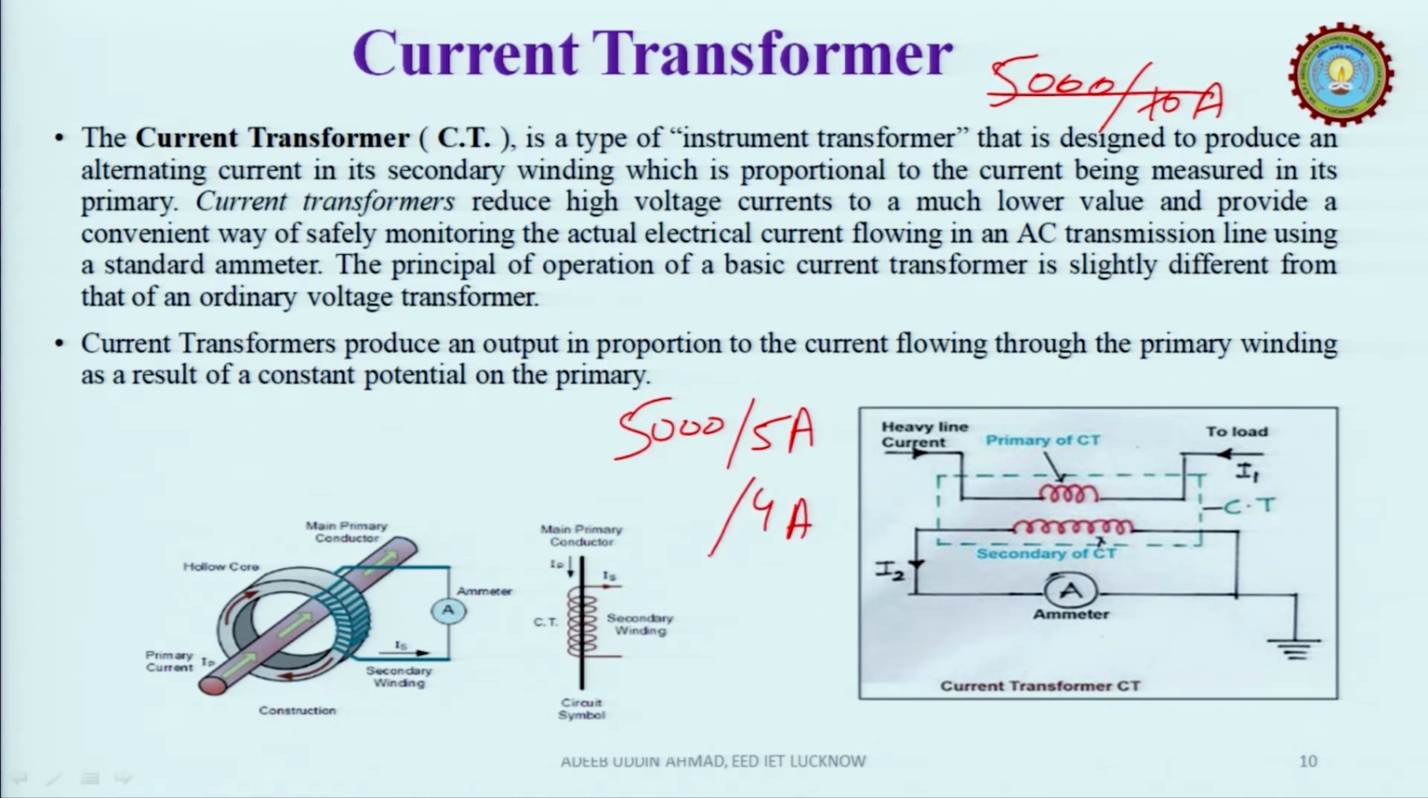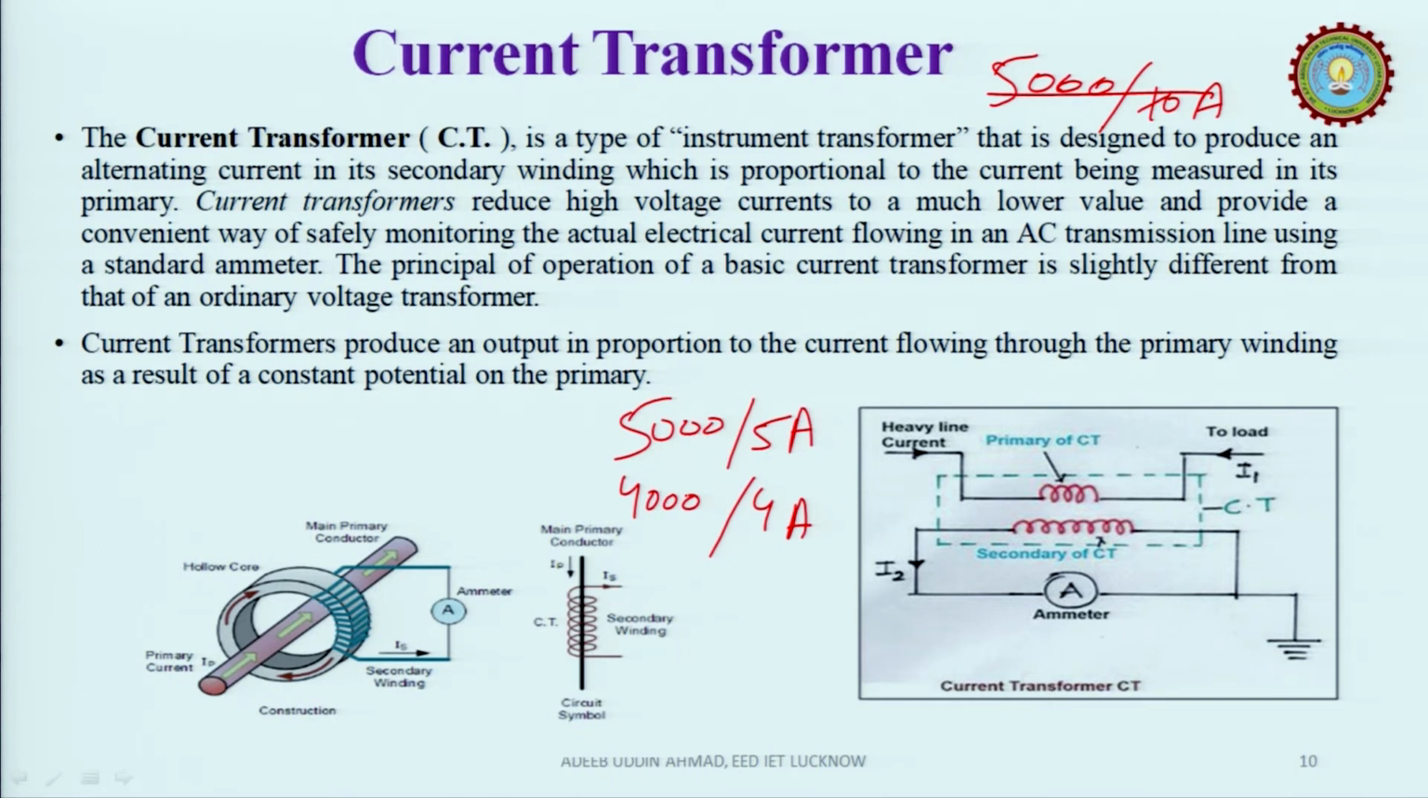So, what is the meaning? We can understand that the primary has 4000 ampere current, so that is some transformation ratio. The current transformer reduces the high voltage current to a much lower value, and provides a convenient way of safely monitoring the actual electrical current flowing in the AC transmission line using a standard ammeter. So, we are going to reduce the current level.